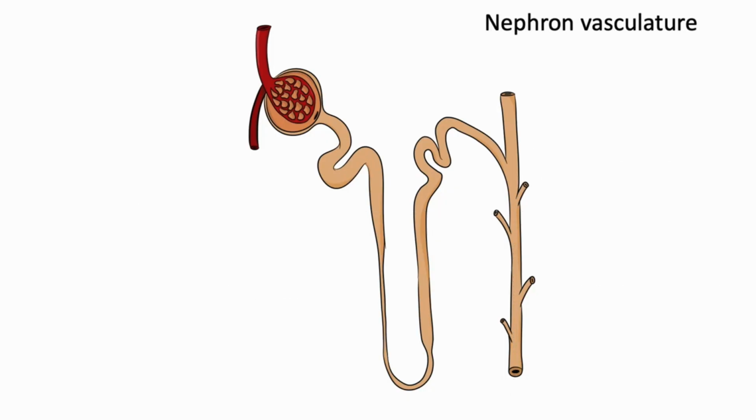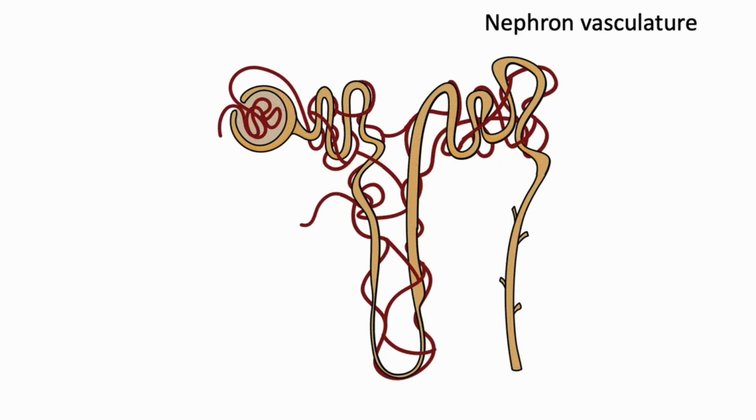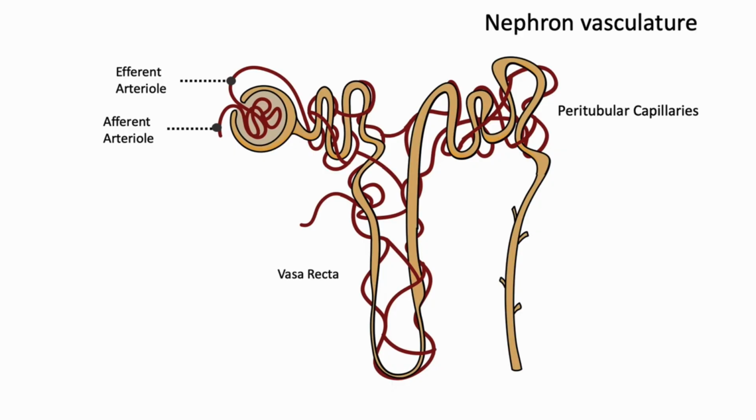Next, we will briefly discuss the vasculature of the nephron. The efferent arteriole forms a capillary network that surrounds the proximal tubule, distal tubule, and loop of Henle. The capillaries surrounding the proximal and distal tubules are called peritubular capillaries. The capillaries that surround the loop of Henle are called the vasa recta. These capillaries are both the blood supply to the nephron and play an essential role in electrolyte exchange and urine concentration and dilution. We will cover this in greater depth in future modules.